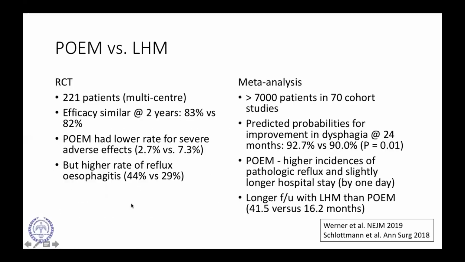How does POEM compare to laparoscopic Heller's myotomy? An RCT which was published in NEJM in 2019 showed that the efficacy was similar at 2 years of about 80%. POEM had a lower rate of severe adverse effects, but a higher rate of reflux esophagitis of about 40%. A meta-analysis which comprised cohort studies of both POEM and lap-Heller's myotomy showed almost similar results.